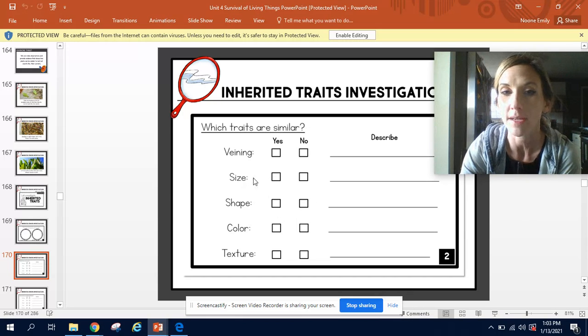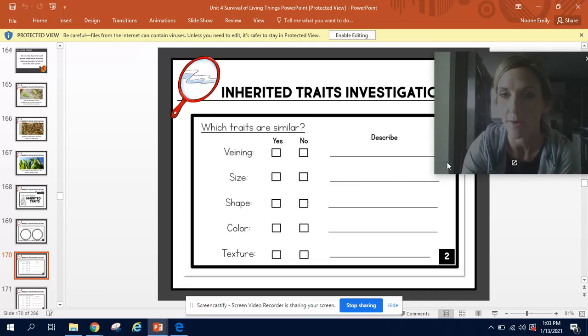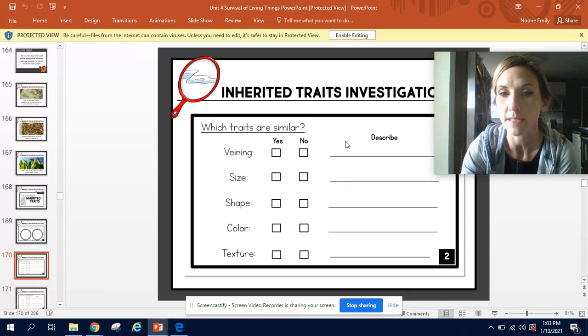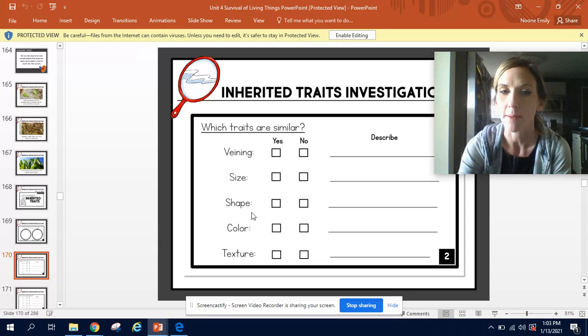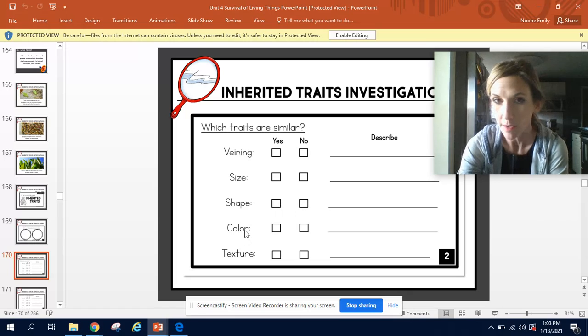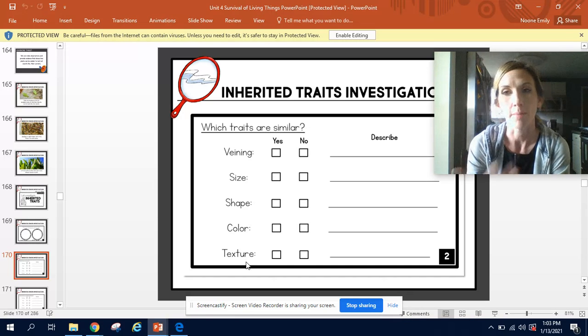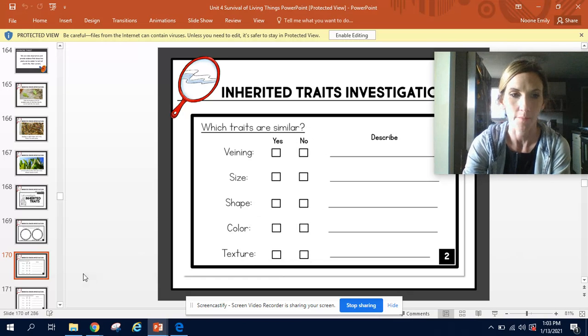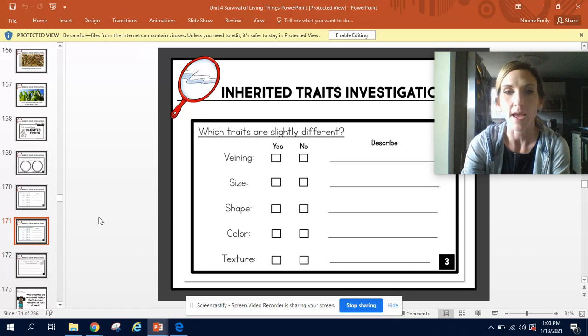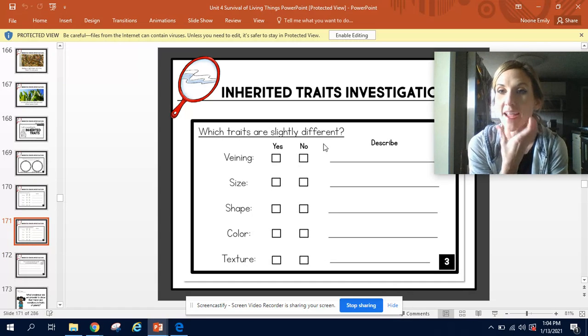All right, next it says size. So are they similar in size? Yes or no? And then tell me why. Okay, if you say yes, they're similar in size, then all you have to say is they are both small or they are both medium. Okay. Shape, are they the same or similar in shape? Yes or no? Color, yes or no? Texture, how do they feel? Is one crunchy and one's maybe soft? Or are they both crunchy? Are they the same in texture? Yes or no? Okay.